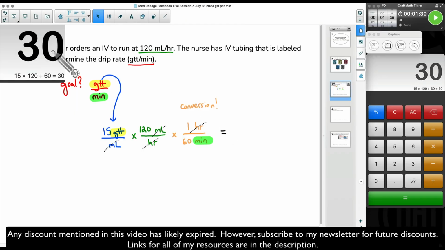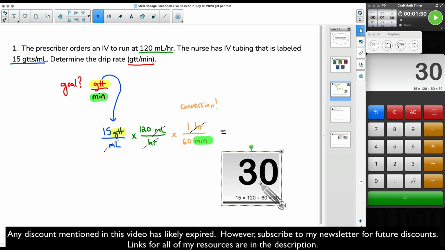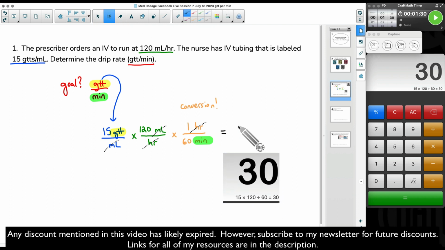Again, you're going to hear me say this over and over. Multiply your top numbers, divide by your bottom numbers. This will always work. I don't care if you're doing drops per minute, milliliters per hour, milligrams per day, tablets per dose, whatever. This technique always works. So 30 drops per minute is the answer for our first one.